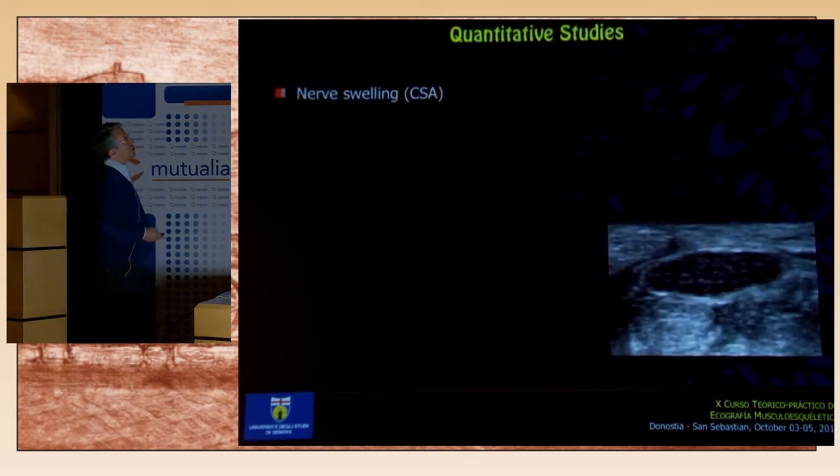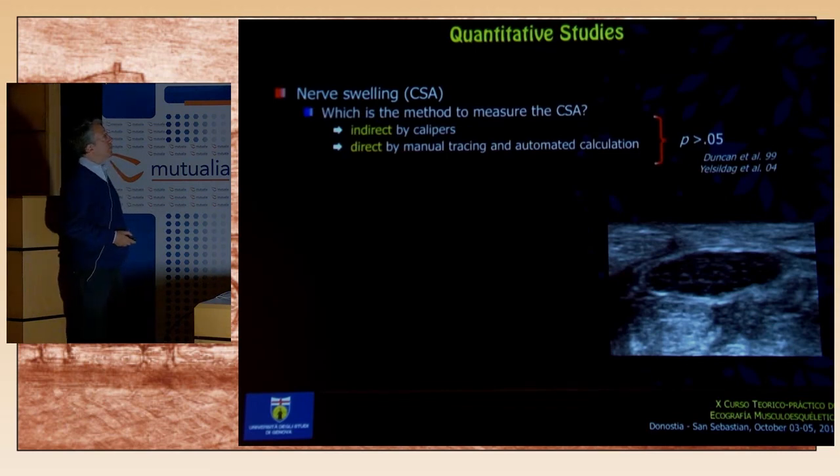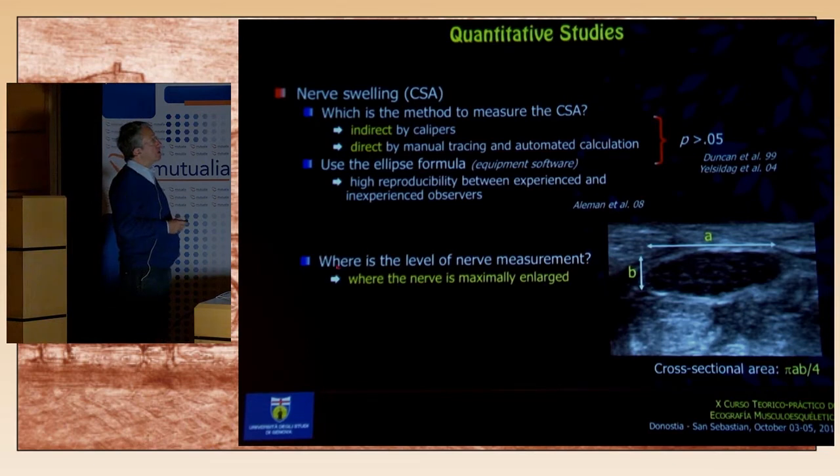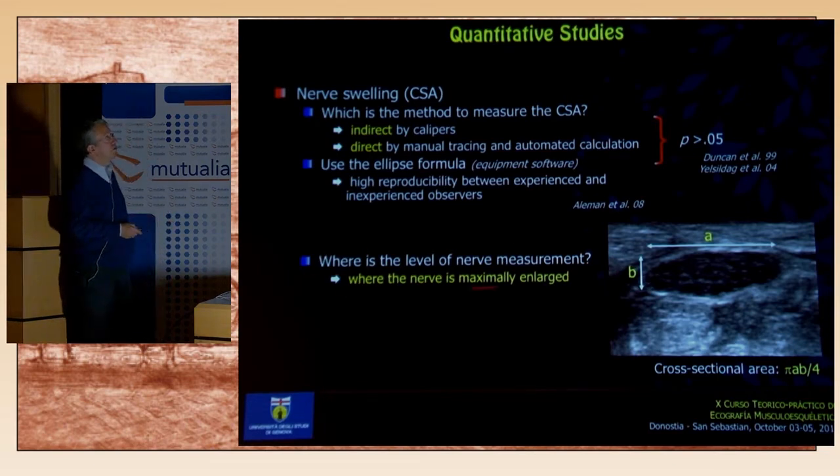Considering the nerve cross-sectional area, you know better than me. So at the end it is easy to measure. You are free to select the best way. You have to apply the ellipse formula, visible here, to calculate the area. Again, where is the level of nerve measurement? Where the nerve is maximally enlarged.